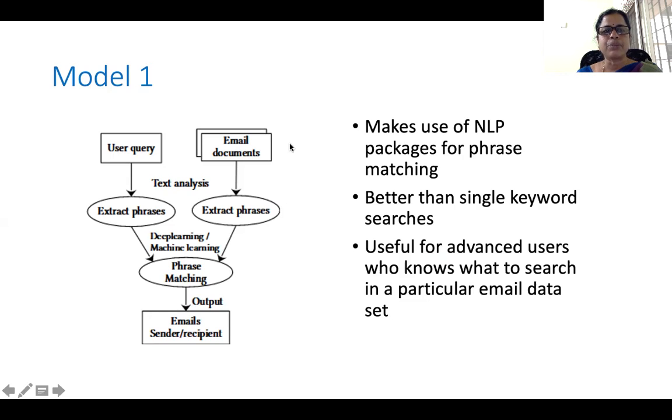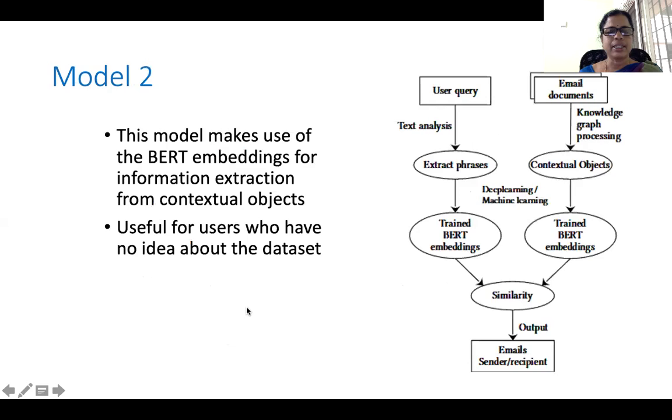This particular model 1 makes use of NLP packages for phrase matching. Here we see in this process diagram the user query, and we extract phrases from the user query, and we extract phrases from email documents sequentially. After the text analysis, we get the important key phrases, and these key phrases are matched using key phrase matching from Python NLP packages such as Spacy and NLTK. And the output is the set of emails, a bunch of emails between sender and recipient.